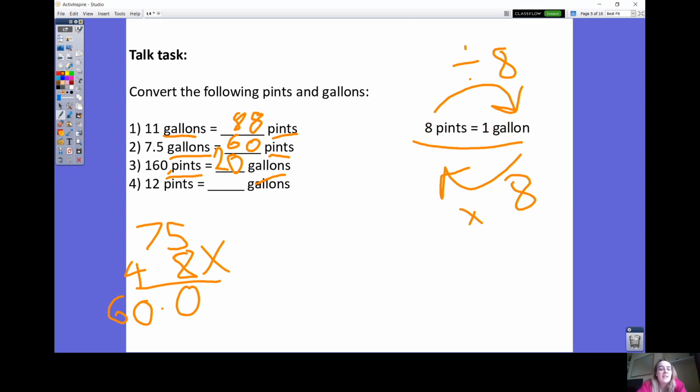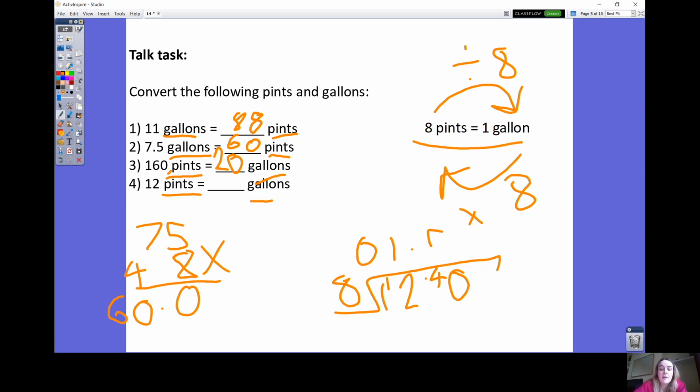For the final one, you're converting again from pints to gallons. Look over here, to go from pints to gallons, you divide by 8. So 8 into 12, I'm going to do it by division over here. 8 into 1 is 0, regroup the 1. 8 into 12 is 1. You're going to have to put a decimal point here, put a 0 here, and regroup the remainder. The remainder from 8 into 12 is 4, so you put that here. Put a decimal point at the top as well, and 8 into 40 is equal to 5.